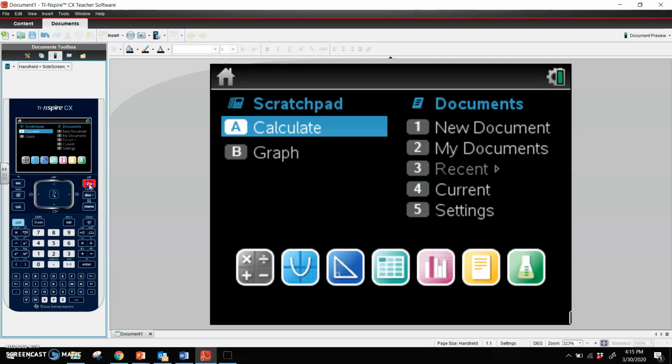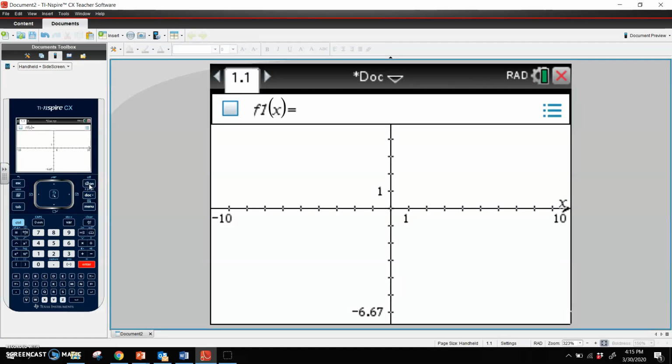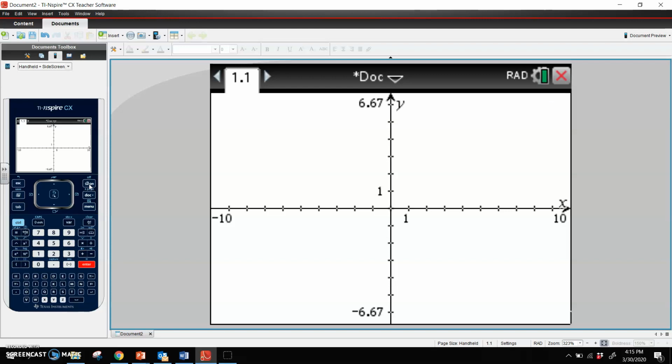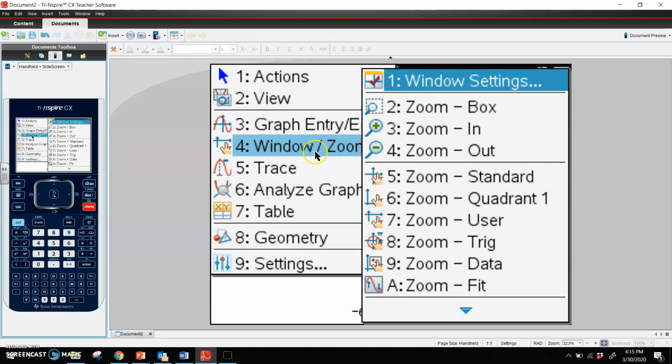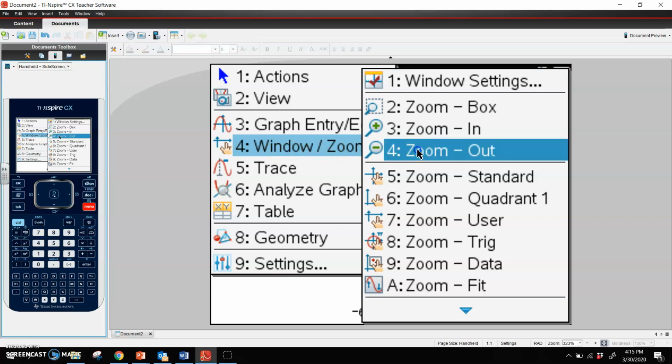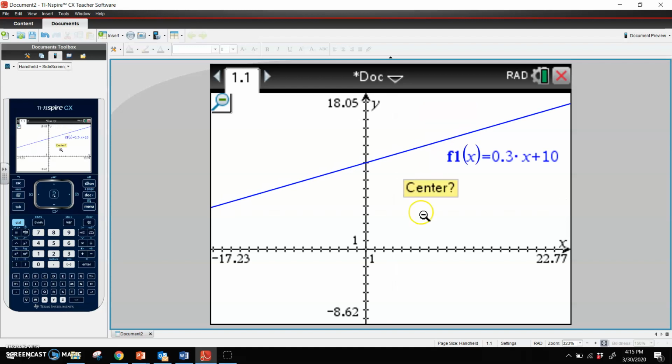As a reminder, we go Home, New Document, Don't Save, Add a Graph. Again, the first one was 0.3x plus 10. And I graph it, and I can't see anything. So I am going to change the window. Menu, Window. I showed in a different video, you can use the zoom out button. I know it's up at 10 because it was plus 10. So I just click once and now I can see it. Okay? You could have changed it manually as well.